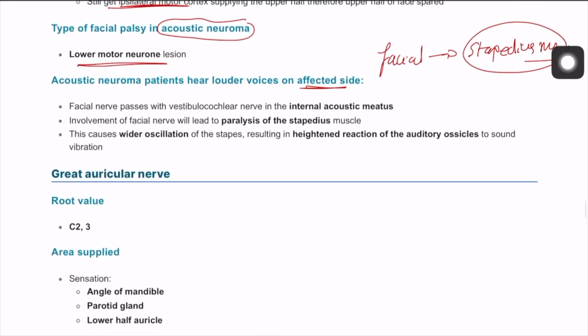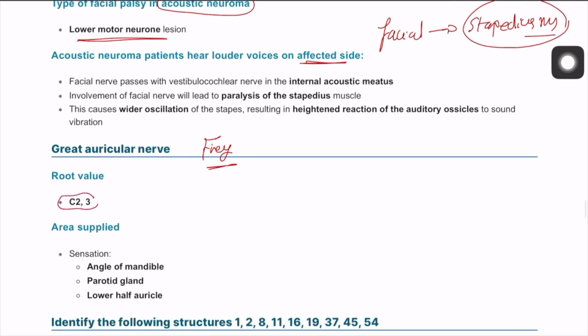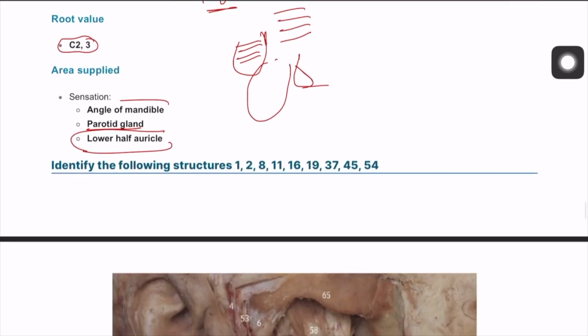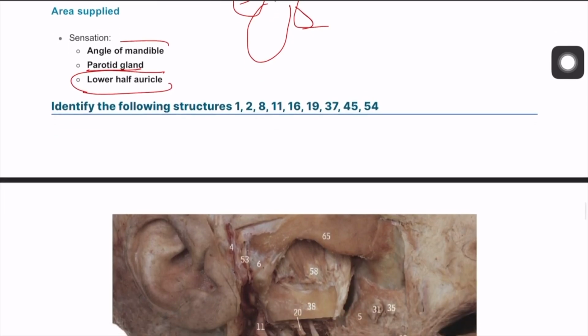Okay, quickly, the great auricular nerve, we mentioned it. Remember Frey syndrome and its relation with the auriculotemporal nerve. The root value is C2, C3, and the area supplied is basically the angle of the mandible, the area over the parotid gland, the outer side of the ear, and the lower half of the face, the parotid gland, the angle of the mandible, and the ear as well.